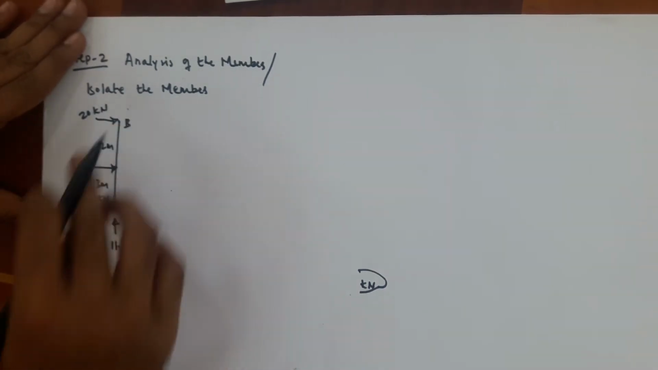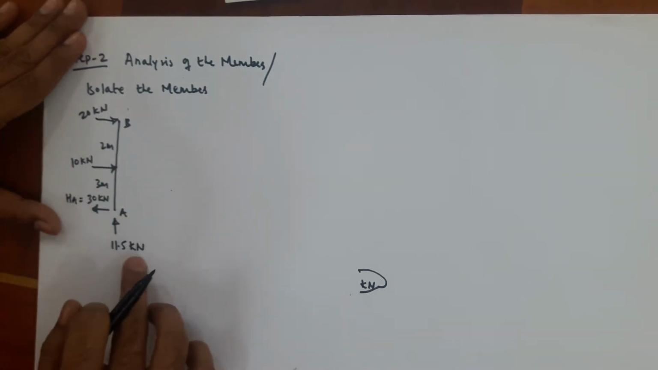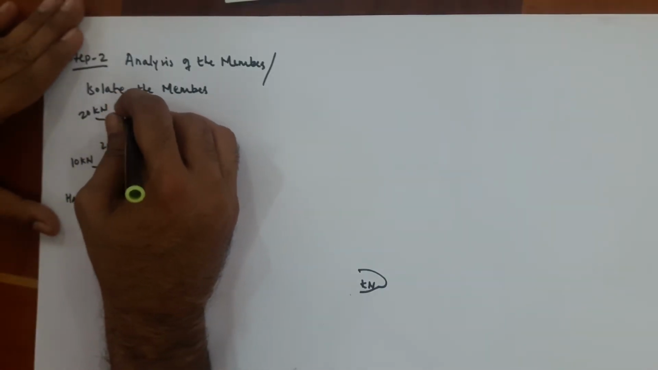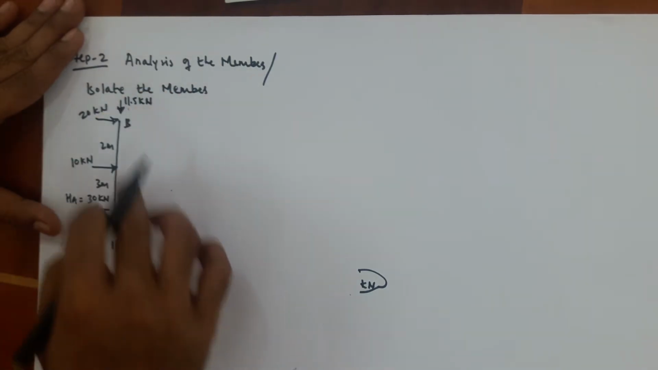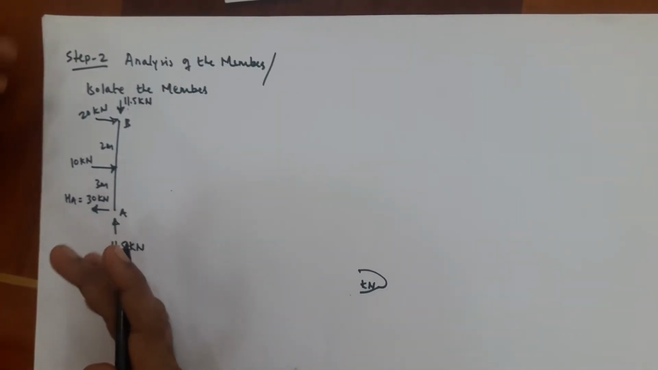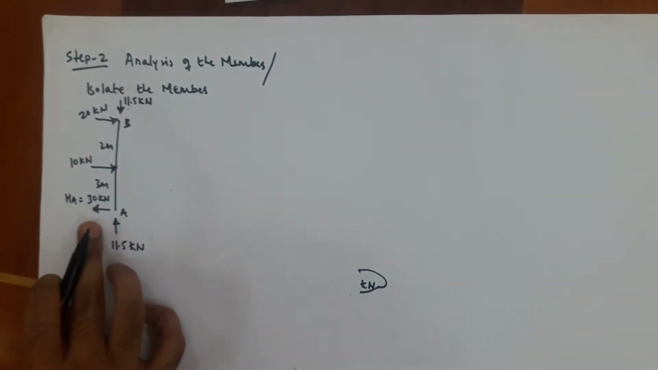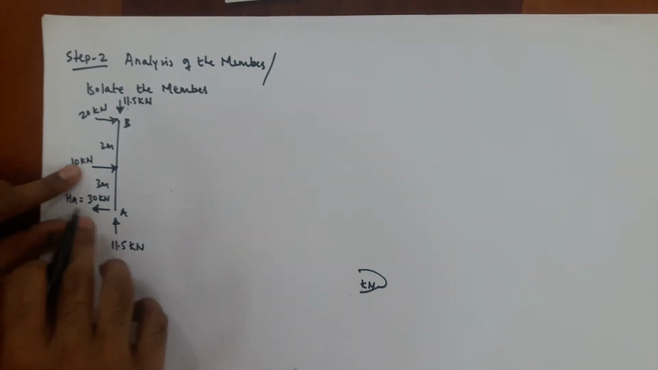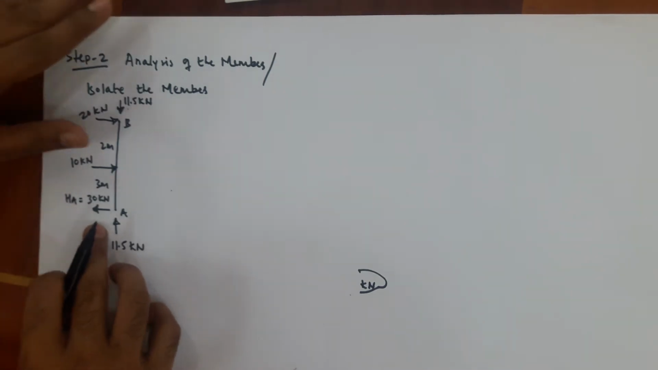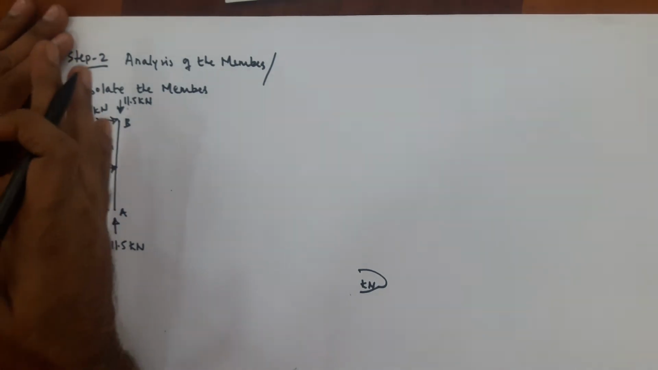In order to balance this member AB with respect to vertical direction, 11.5 kilonewton is going upward. Here the vertical reaction will be downward, 11.5 kilonewton, because it has to be balanced with respect to vertical direction. In order to balance with respect to horizontal direction, we have to find the reaction at B. So see here, 30 kilonewton is going towards left, 10 kilonewton is going towards right, 20 kilonewton is also going towards right. So this is balanced.